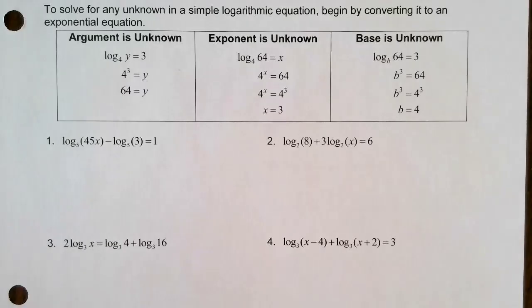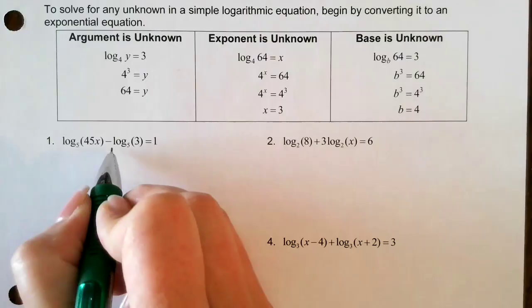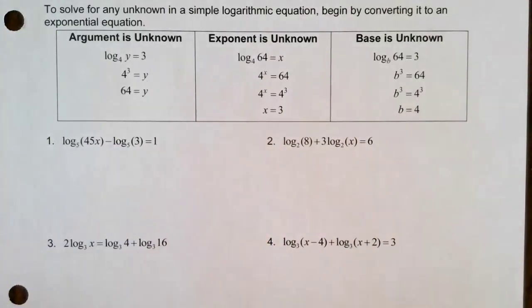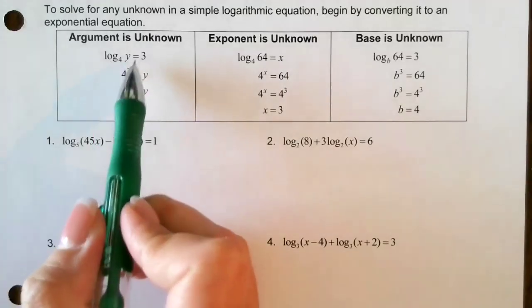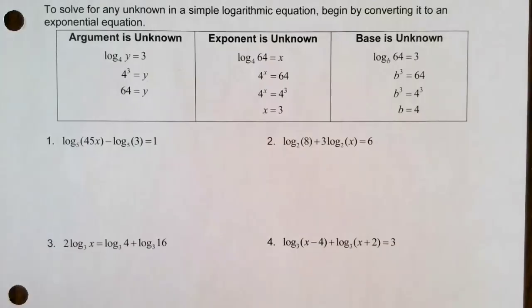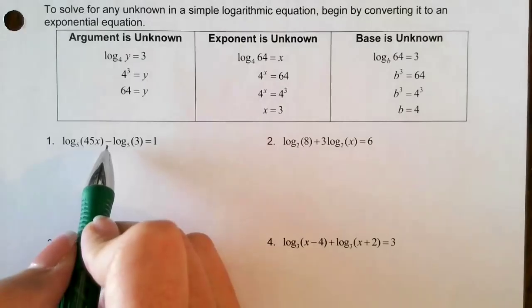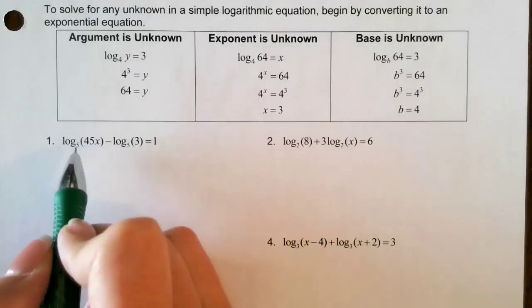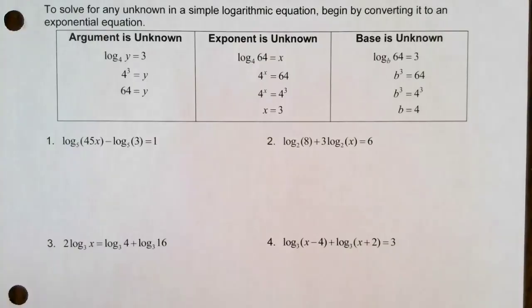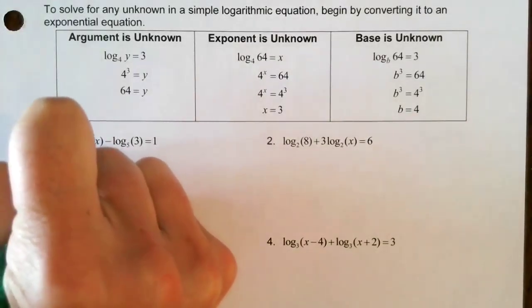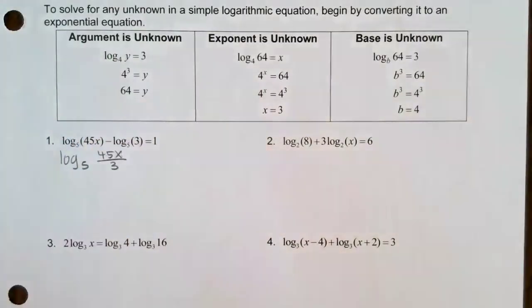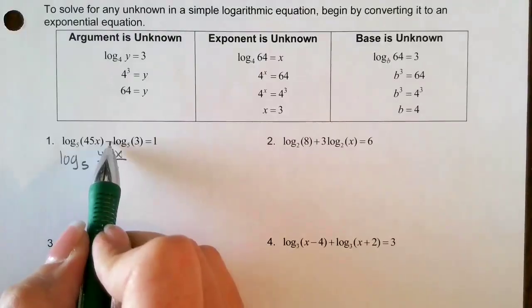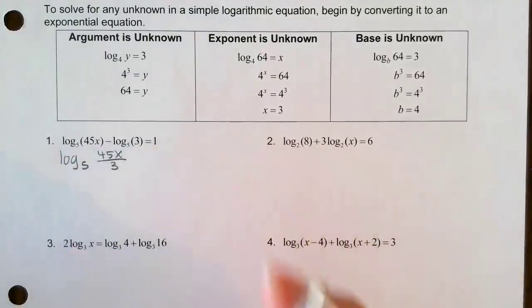So let's start with this first one. We have log base 5 of 45x minus log base 5 of 3 is equal to 1. Before I can change this to an exponential, I have to have a single log. It needs to be like this to where there is a single log so I can use that definition. So I'm going to have to use my properties here. There is a minus between these two logs that are the same, so I can use my quotient property. So I get the log base 5, and I'm going to divide 45x by 3. It is a minus here, so I convert it to a single by dividing my arguments.